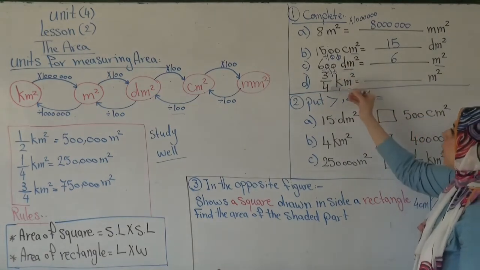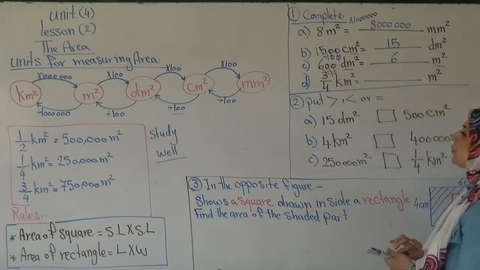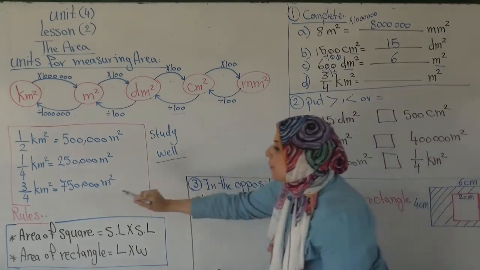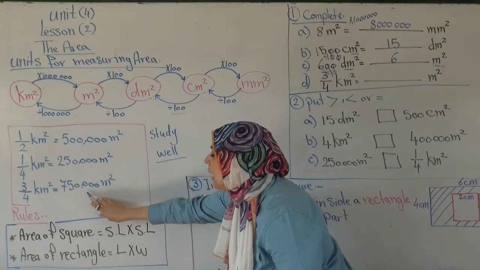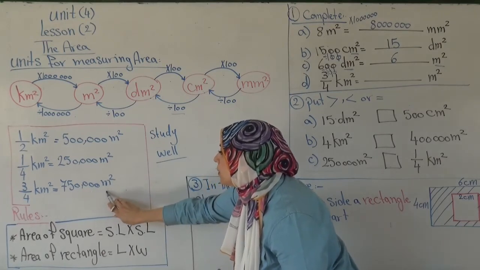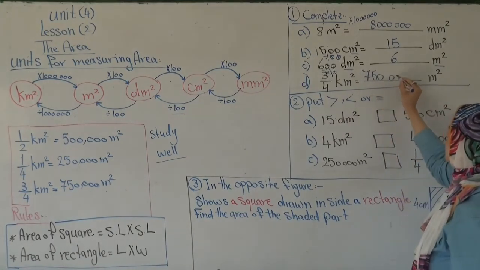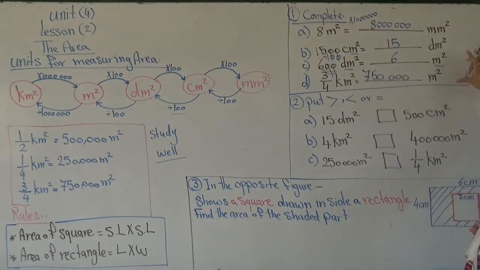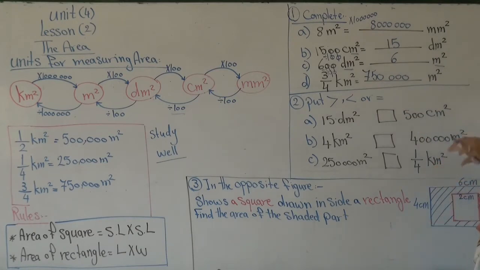Okay, 3/4 kilometer square equals how many meter square? Look at this. 3/4 kilometer square equals 750,000 meter square. Okay, right, 750. This is the first question: complete. Answer times or divide. Okay, the second question: put bigger than, smaller than, or equal.